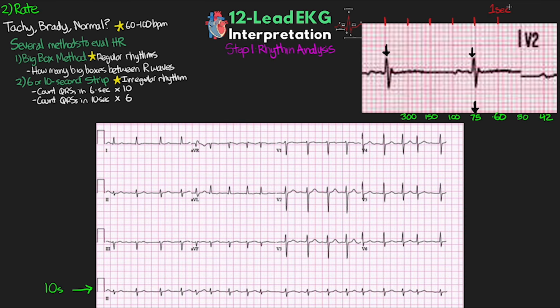So again, if we take a look at our EKG of the patient in AFib, if we count across the bottom here, we've got 1, 2, 3, 4, 5, 6, 7, 8, 9, 10, 11, 12, 13, 14, 15, 16, 17, 18. We have 18 QRS complexes. We then multiply that number by 6, giving us a rate of 108.